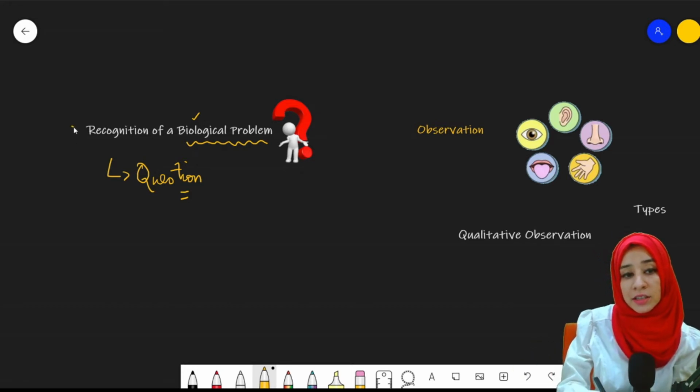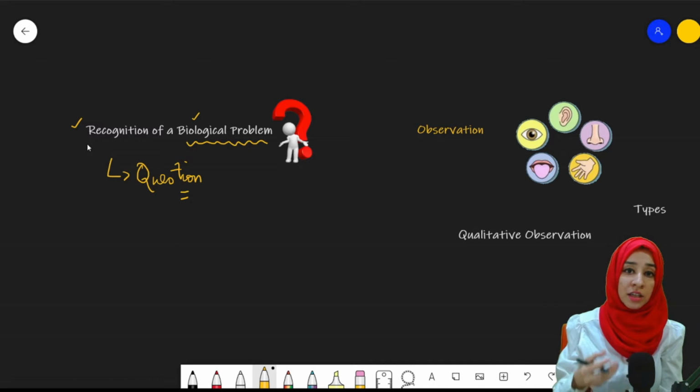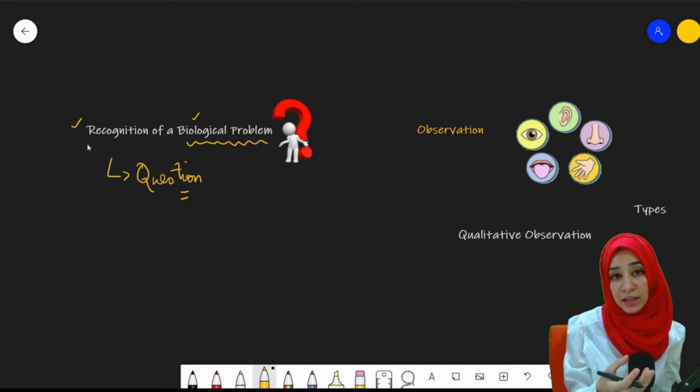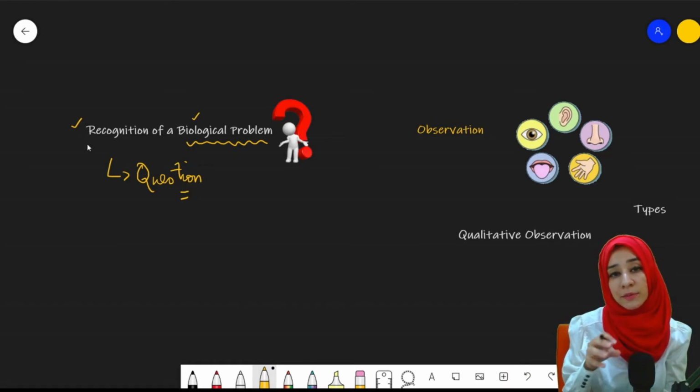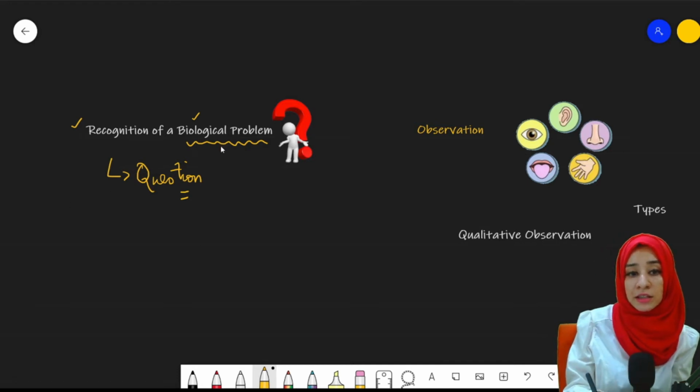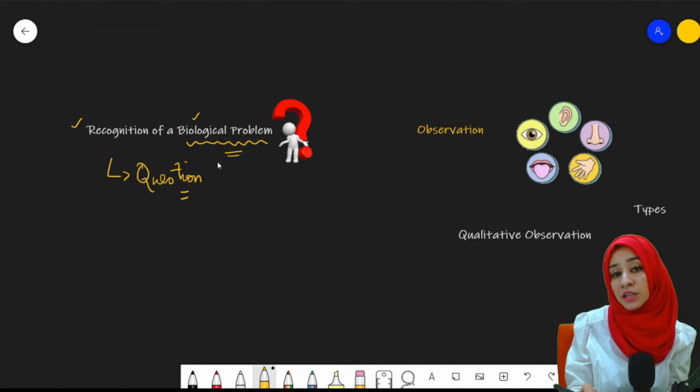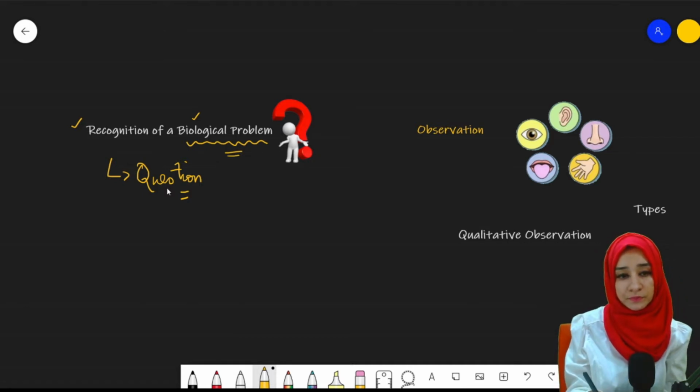So the first step is the recognition. We have to recognize where this problem lies, what the reason for this problem is, and how it can be resolved. This is how the biological method will be utilized. So the first step is the recognition or identification of a biological problem.